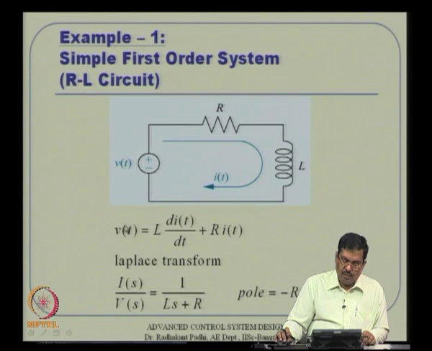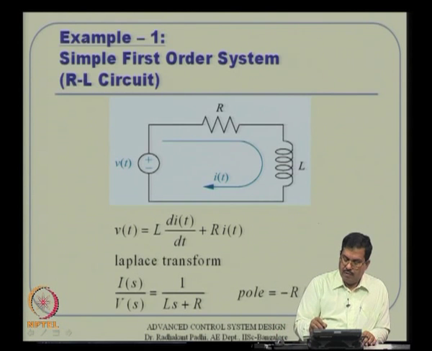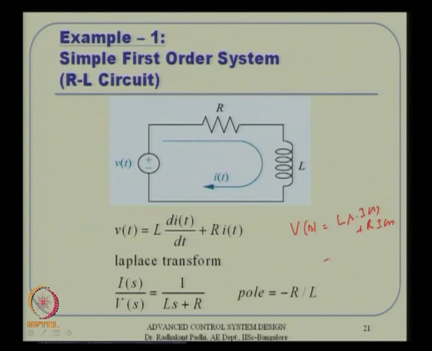So, applying the Laplace transform on both sides, V of s is equal to L into s into I of s, plus R times I of s. If you carry out the algebra yourself, let me just quickly do that. V of s on the left hand side is equal to L into s into I of s plus R into I of s. So, this is (L s plus R) into I of s. Then I of s by V of s, where I of s is our output here, is how we get it here.